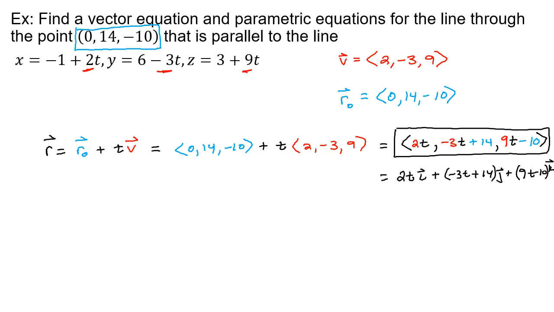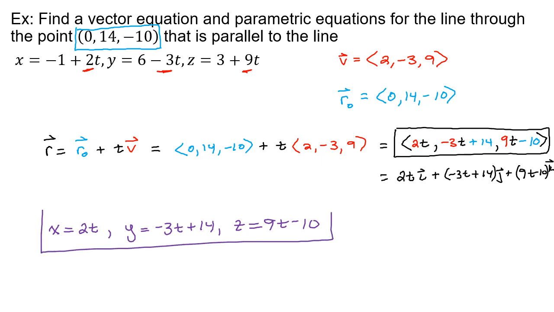And then it says also to find the parametric equations of that line through that same point. That's fairly easy to do. If you write the vector equation the way that I have boxed in here, then that is the parametric equations just in a vector. And so my parametric equations would just be x equals the first one, y equals the second one, and z equals the third one.